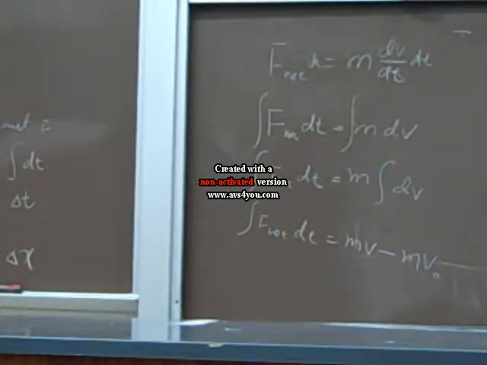Now, we can look at this example and see how they are related to each other. A golfer drives a 0.05 kilogram ball from the tee, giving the ball a horizontal speed of 40 meters per second. The contact time of the ball and the club is 1 millisecond.